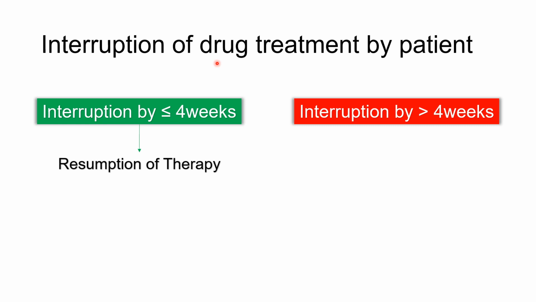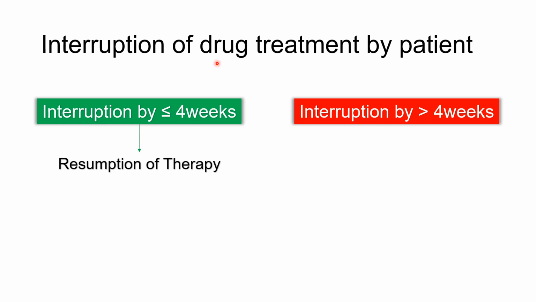We subtract the period of interruption and we resume the therapy at that point of time and ensure that the patient gets the full 6 months of antitubercular therapy. But suppose the patient has interrupted the drug treatment for more than 4 weeks. Let's think what can be the scenario possible in this case.